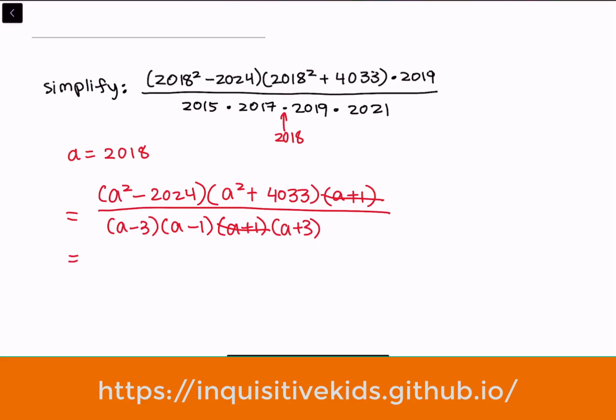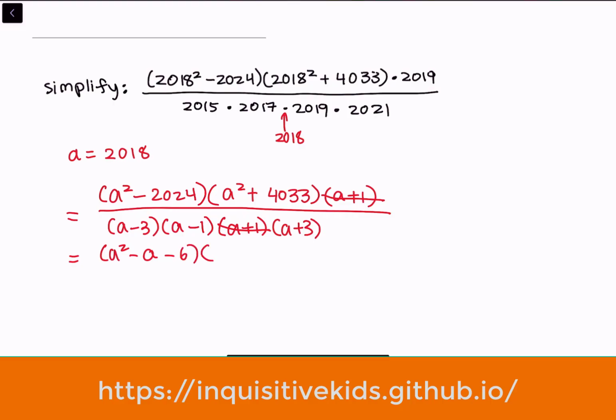We still have 2 large numbers, 2024 and 4033. How can we try to use A to get as close to those numbers as possible? Well, 2024 is pretty close to 2018. That's just 2018 plus 6. So we can rewrite the first parentheses on the numerator as A squared minus A minus 6.